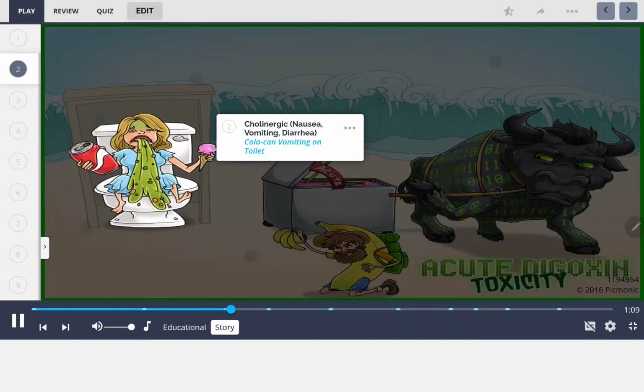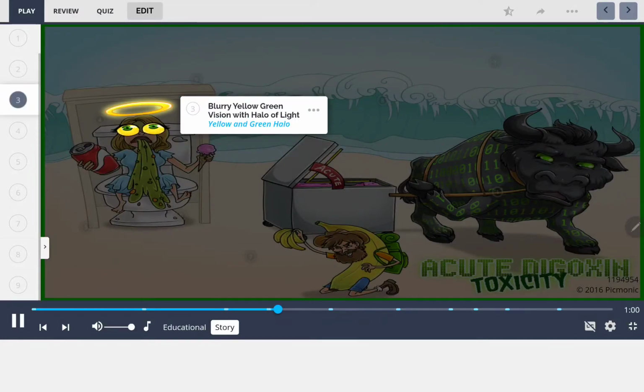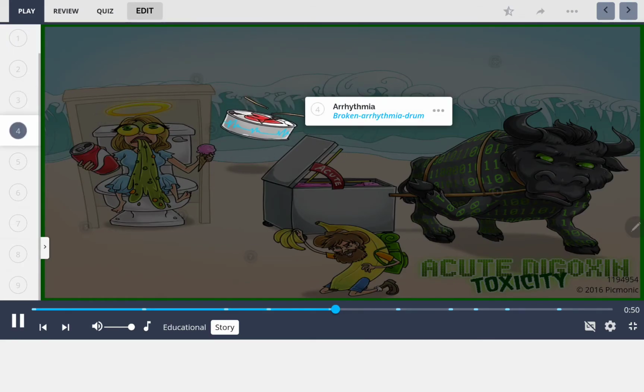People began getting sick. Try as they might to wash it down with cola, they couldn't help but vomit and use the toilet. So sick, this poor woman's eyes turned yellow and green. She thought for sure she'd be an angel in heaven. She could already see the yellow and green halo forming above her head. But then she hears a rumble. It was not only her heart pounding, but also the pounding of a broken arrhythmia drum.